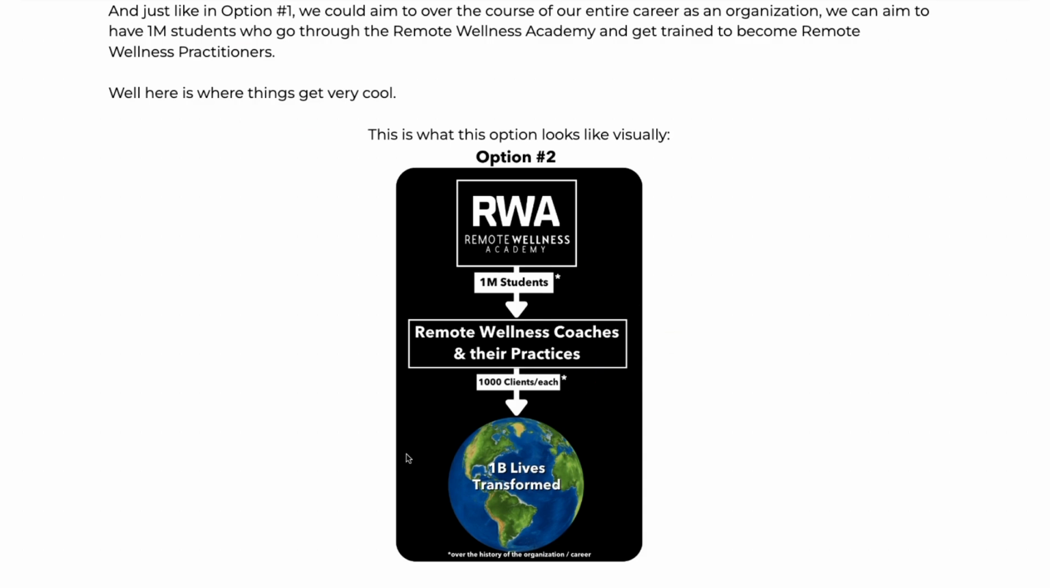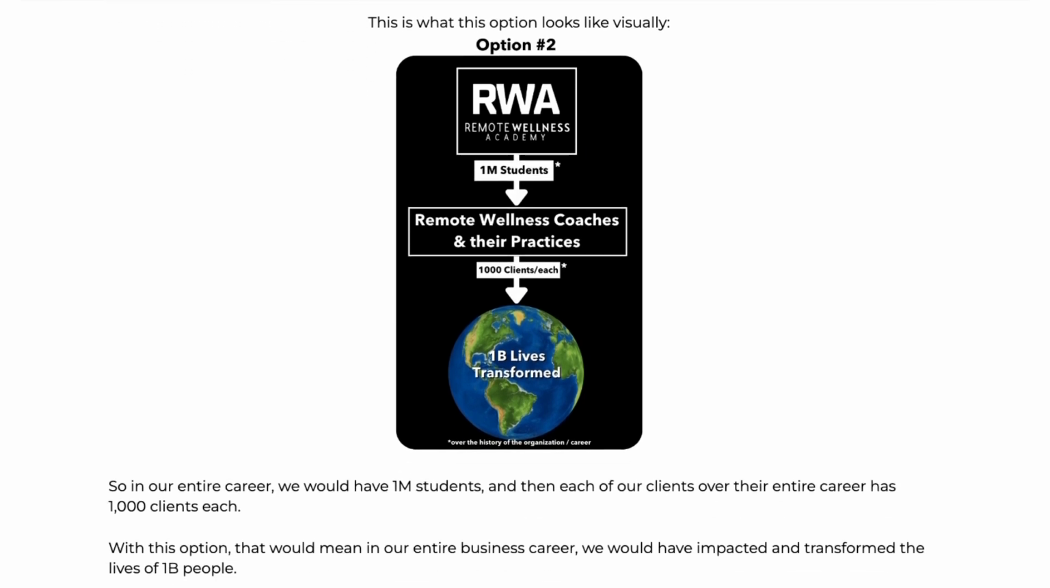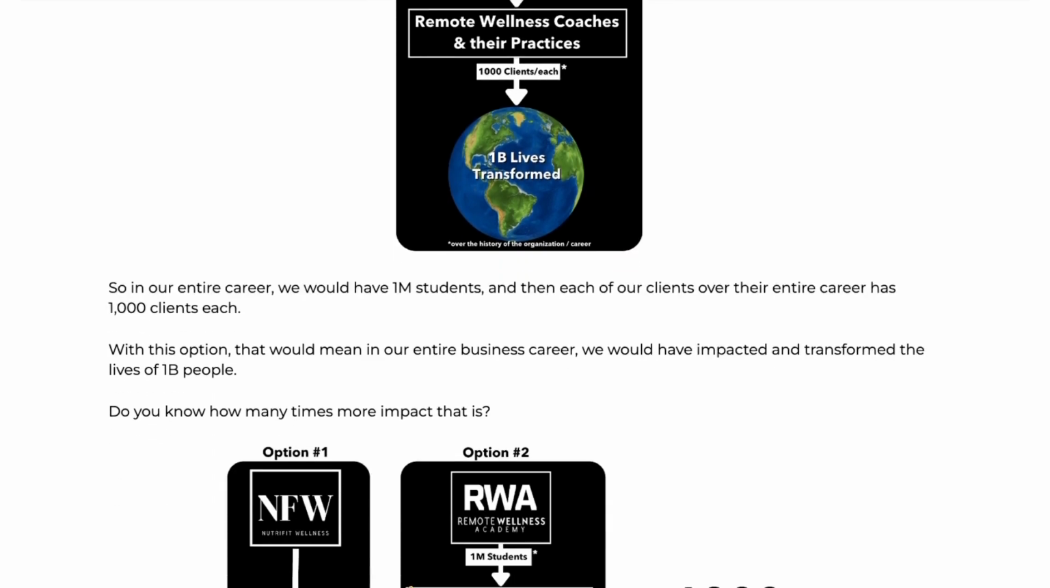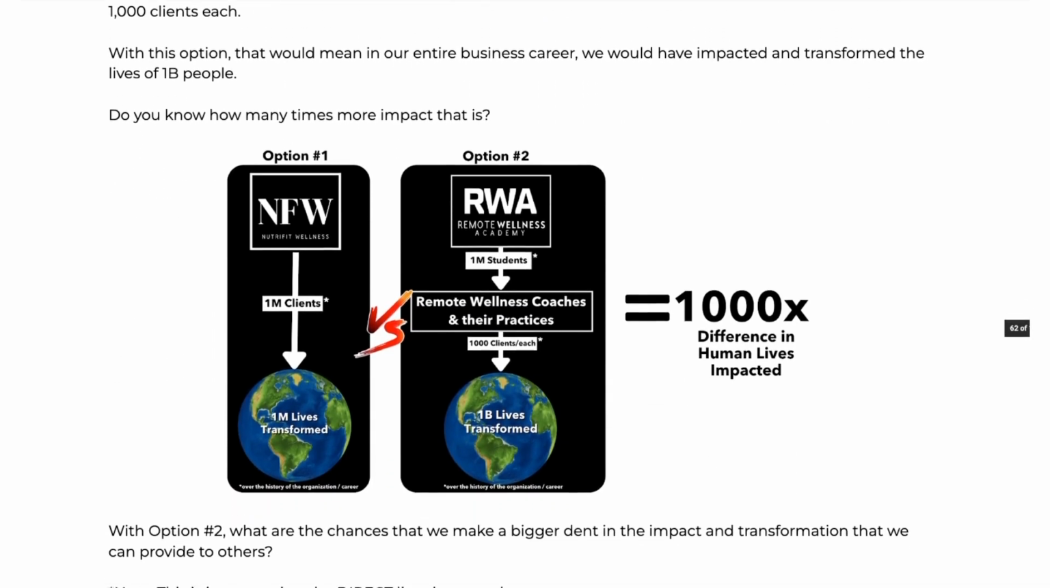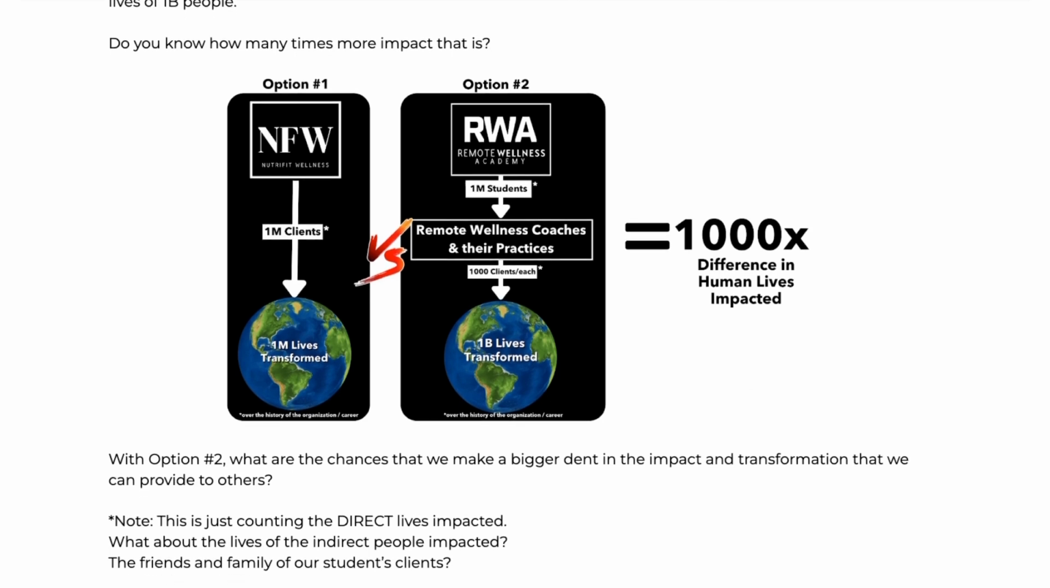1 million times 1,000, okay? With this option, what it would mean is that we have now actually reached the level of 1 billion lives transformed, because 1 million of our students, who each have 1,000 clients, means that we have impacted 1 billion lives. Do you know how much more impact that is? That is a 1,000x difference in human lives impacted. With option number two, what are the chances that we would make a bigger dent and impact in helping people have transformation in their lives?